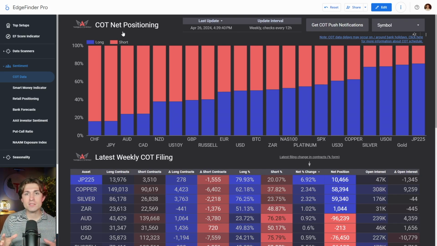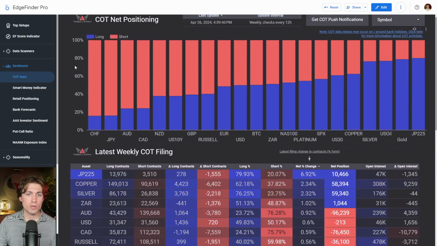This is what we focus on within our software. Other websites might have a mix of commercial and non-commercial data, but we focus on the non-commercial data here. What we're seeing on the screen is the overall long and short positioning for many different assets and symbols: commodities, indices, and currencies. The last component of the report is the non-reportables, which is small speculators in the market. We're not going to get into this too much, because small speculators are not what we're after. We're looking at what hedge funds and smart money are doing in terms of their speculative positioning.